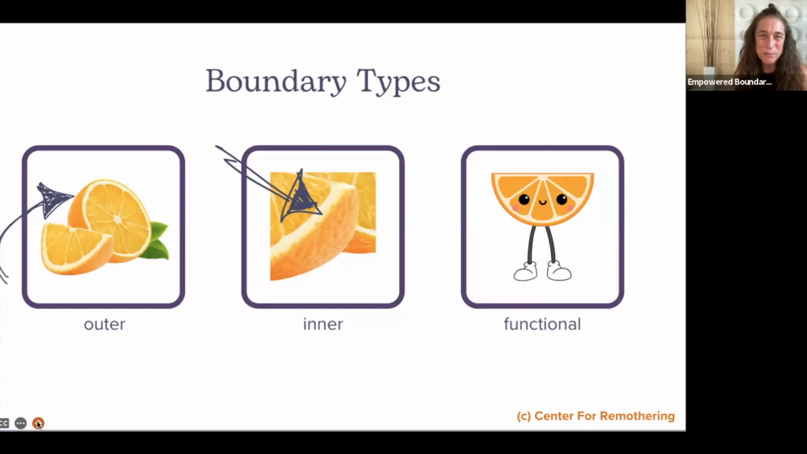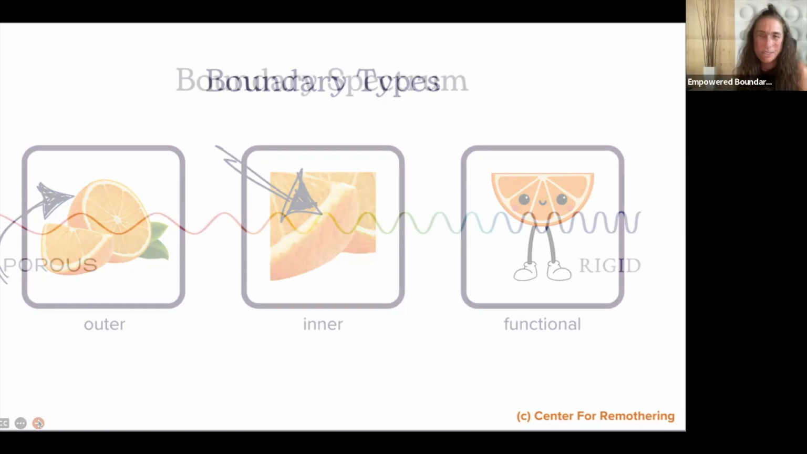One metaphor for our boundaries is an orange. We can think of the rind, the bright orange on the outside of the peel, as our outer boundary, and the pith, the white on the inside of the peel, as our inner boundary. And if we picture the orange as a cartoon with little cartoon legs walking around in the world, those are our functional boundaries, our boundaries in action.